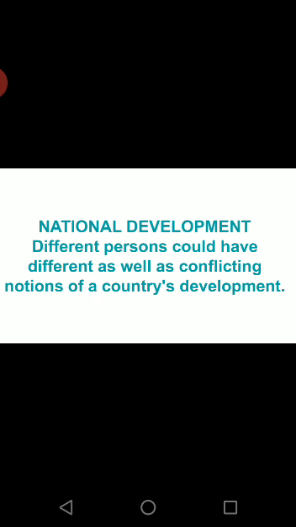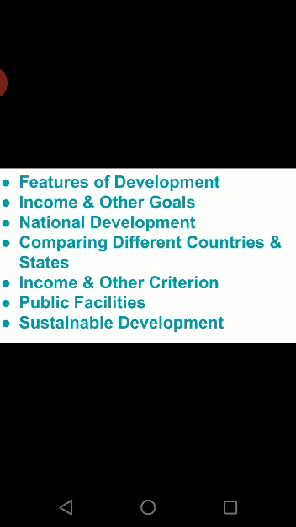The same concept applies to national development. Till now, whatever we have seen regarding development was from person to person, and obviously people are the ones who run a nation. So how can the developmental goal of a country be the same? The developmental goal can also differ from country to country, and hence different persons could have different as well as conflicting notions of a country's development. Hence we find a variety of countries with various kinds of developmental goals followed in each country.